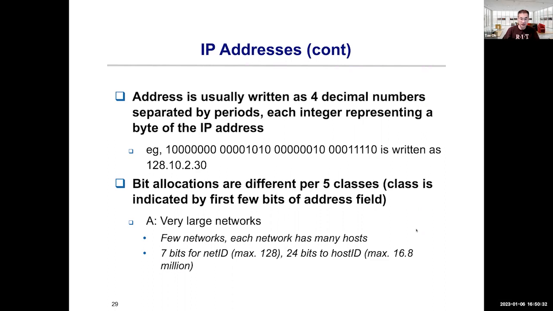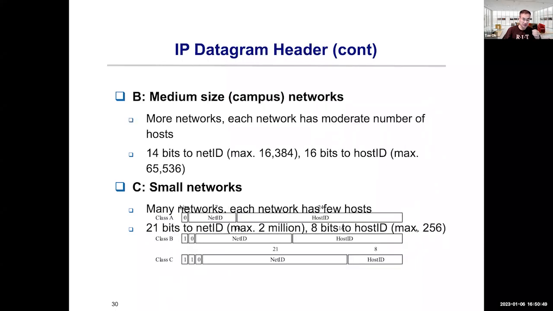So this is a bit allocation for the different classes. There are different ways of defining the addresses. I think you have to use host ID and network ID, the combination of the two. For a medium-sized campus, you will have 14 bits for network ID and 16 bits for host ID. In a small network, you have 8 bits for the host ID and 21 bits for network ID. Okay.